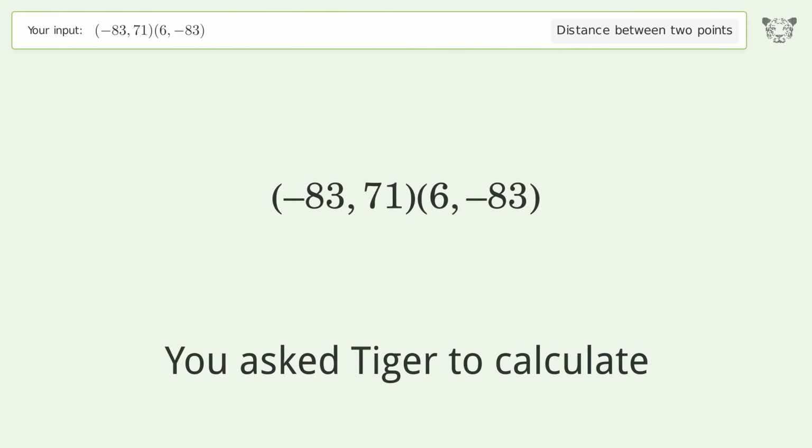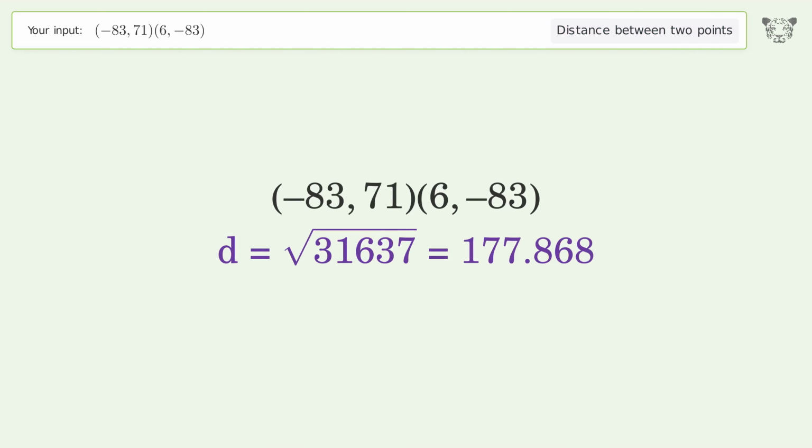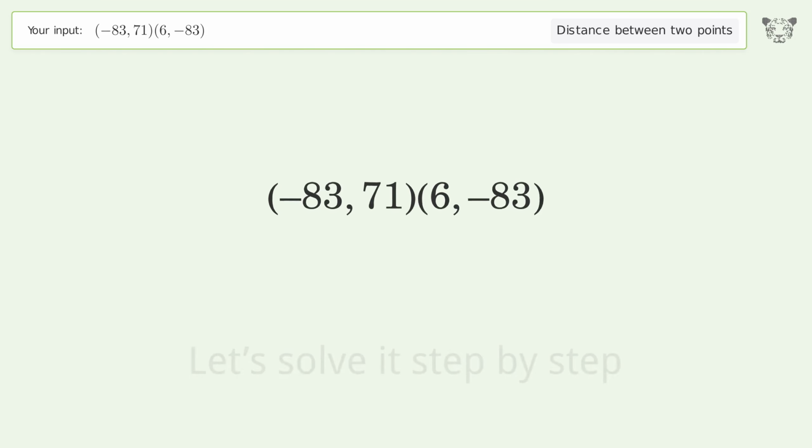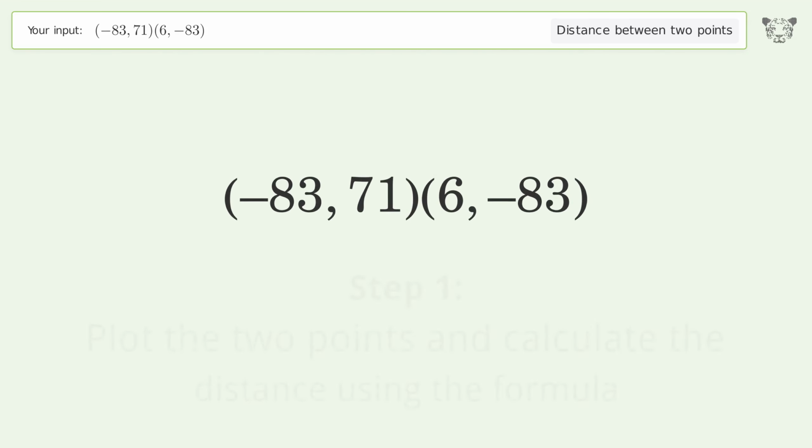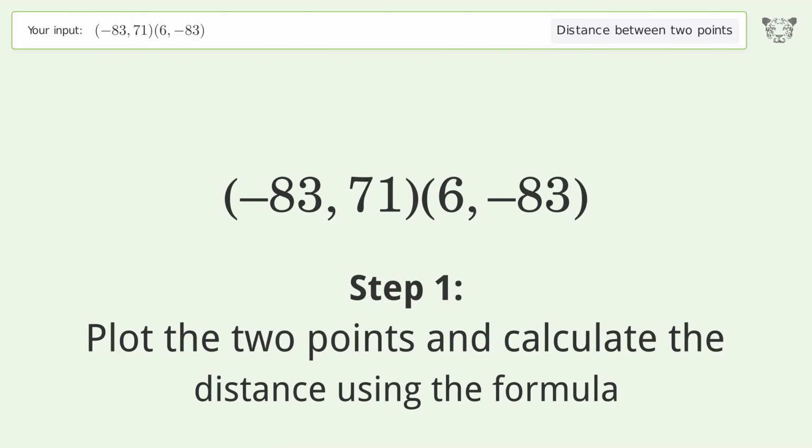You ask Tiger to calculate. This deals with the distance between 2 points. The distance between the 2 points is the square root of 31,637, or 177.868. Let's solve it step by step. Plot the 2 points and calculate the distance using the formula.